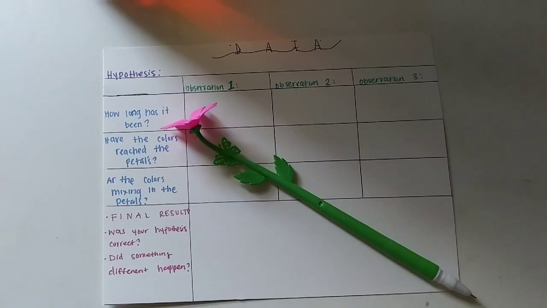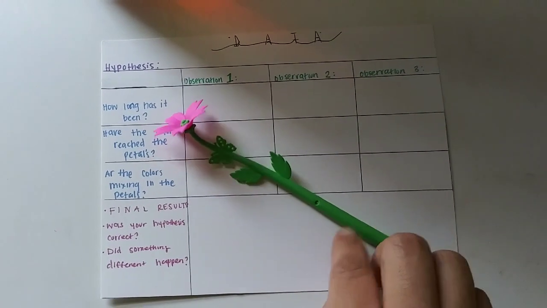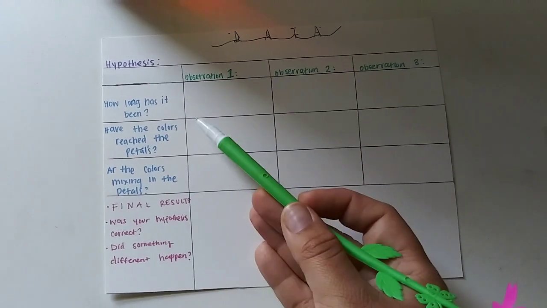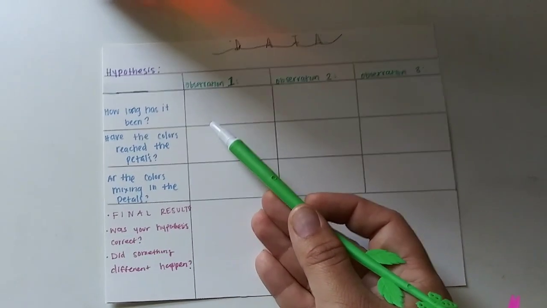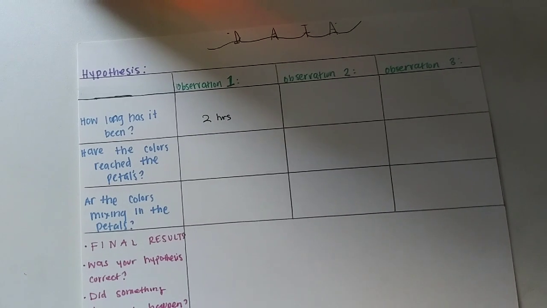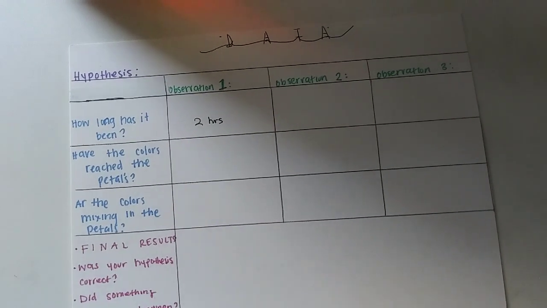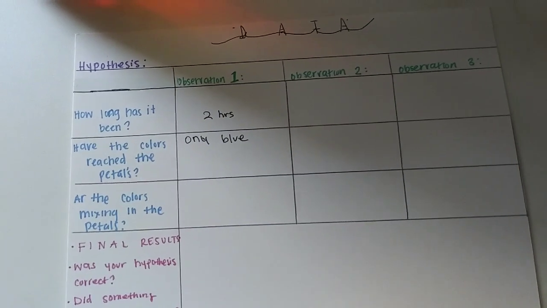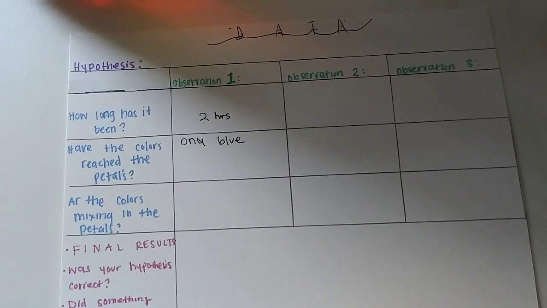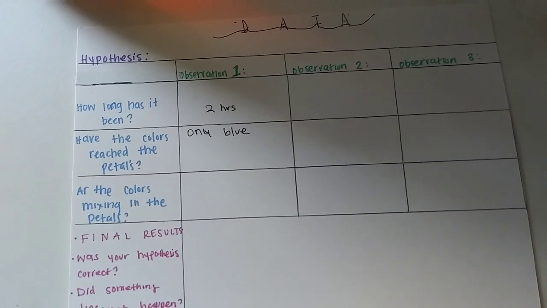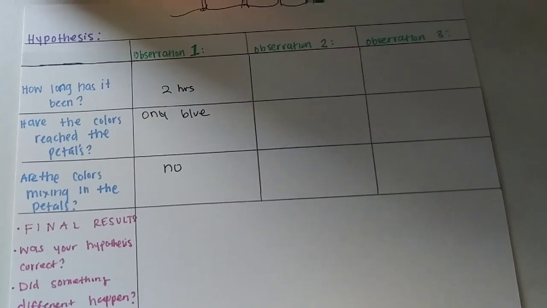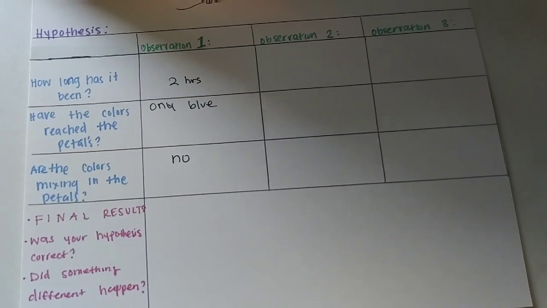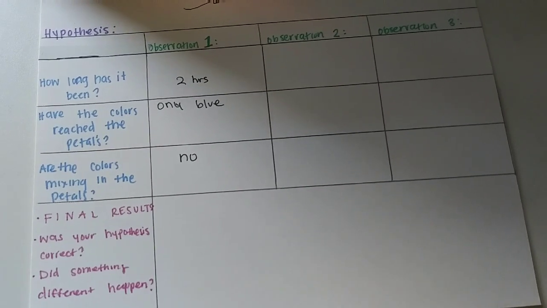So in my data chart, I'm going to write down on my first observation, how long has it been? Have the colors reached the petals? And I wrote only the blue. The next question is, are the colors mixing in the petals? And for that question, I answered no.